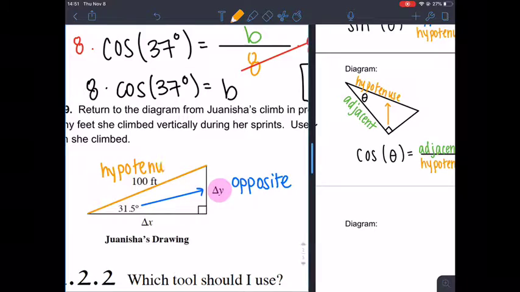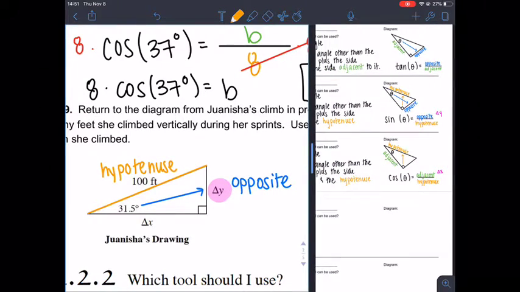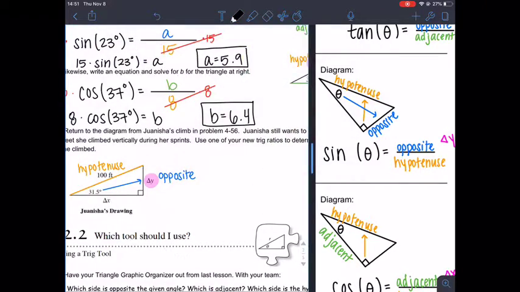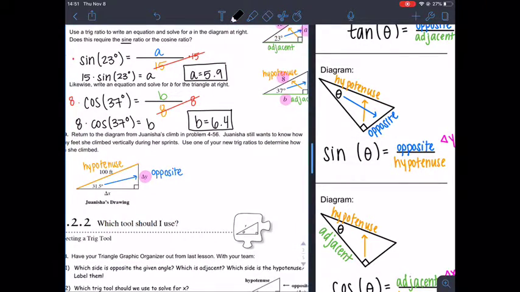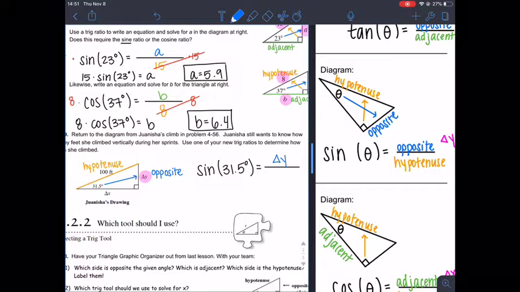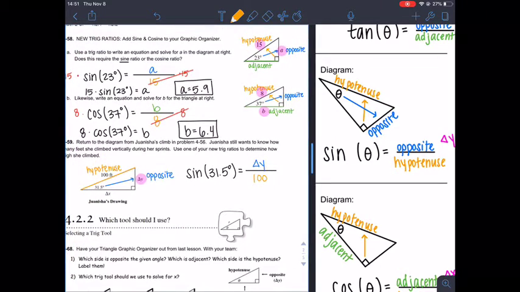So I'm going to look at my graphic organizer, and I can see that, again, I'm going to be using sine because I have the opposite and the hypotenuse. So I'm going to have sine of 31.5 degrees equals change in y, which is our opposite, over 100, which is our hypotenuse. And just like we did for letter A in number 58, I'm going to multiply by 100 on both sides.